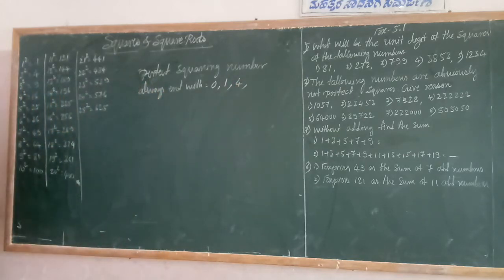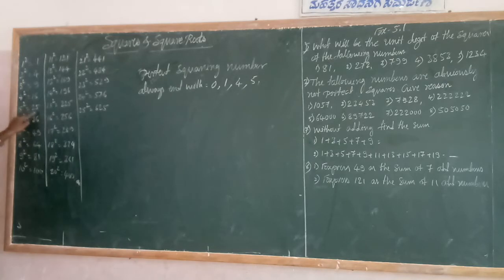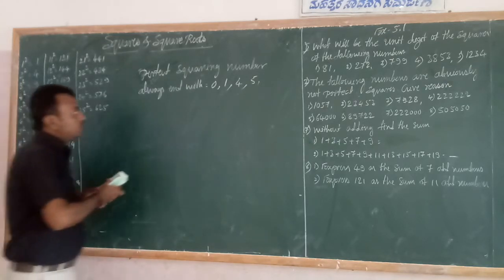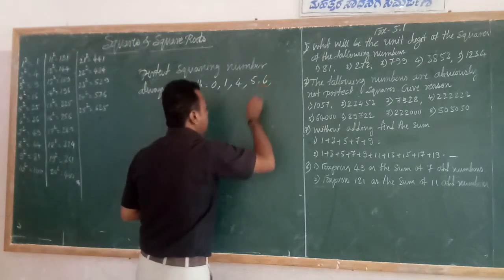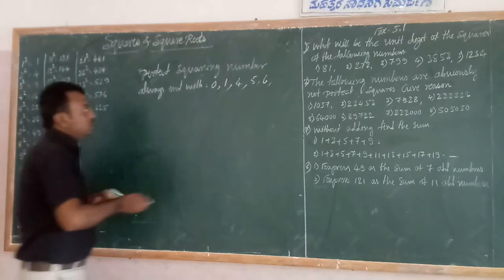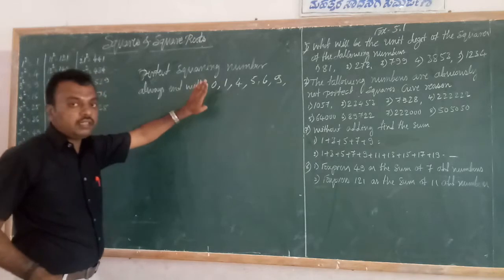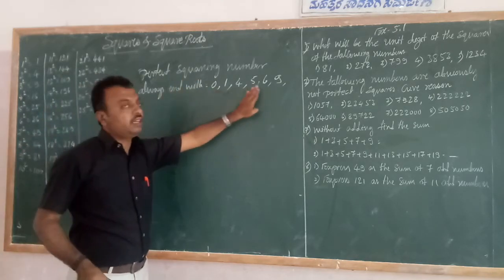After that, 5. Is 5 here? Yes, 5 is there. After that 6, yes, 6 is also there, in 6 square and 4 square. Yes, 6 is also a unit place digit. And 7? Is 7 there? Perfect squaring numbers? No. 8 is also no. 9? Yes, 9 is there. Correct. So these digits are what perfect squaring numbers always end with.